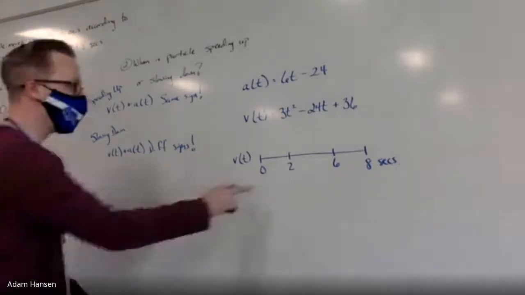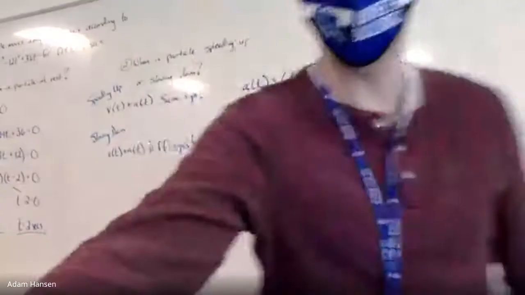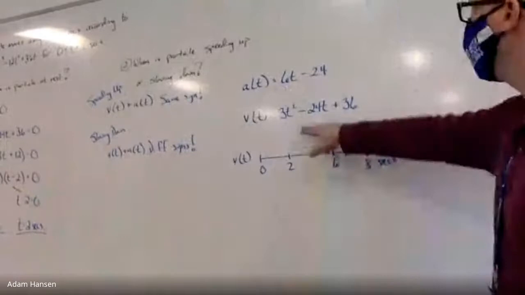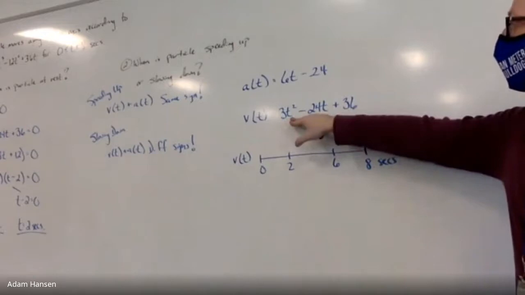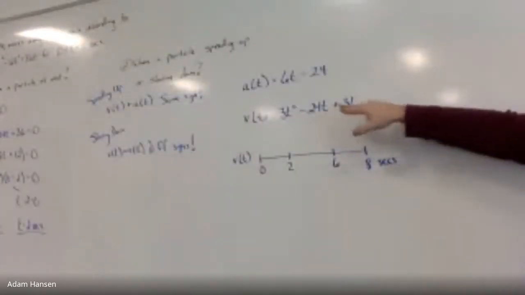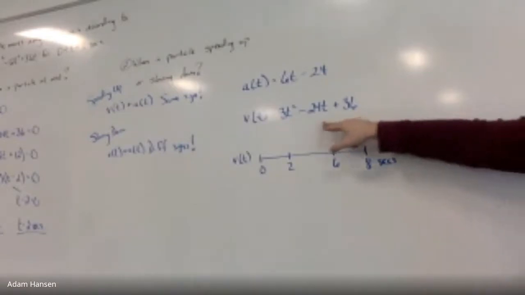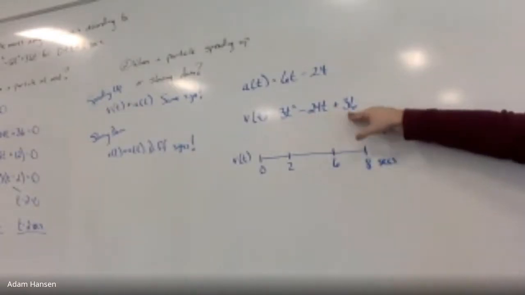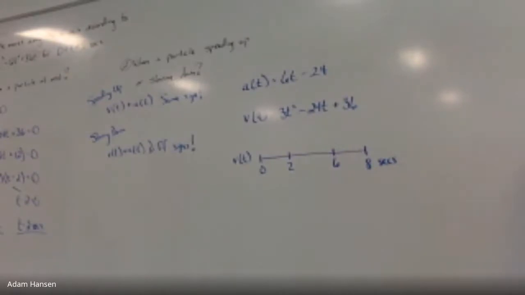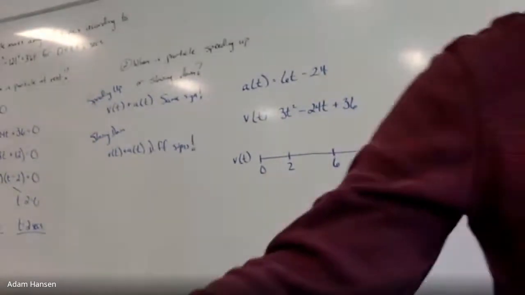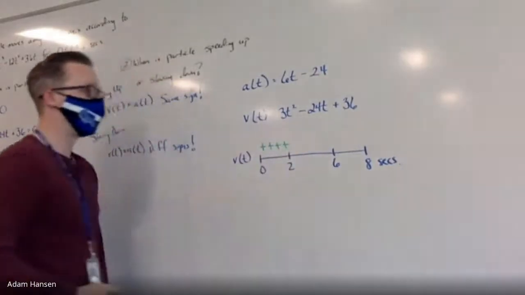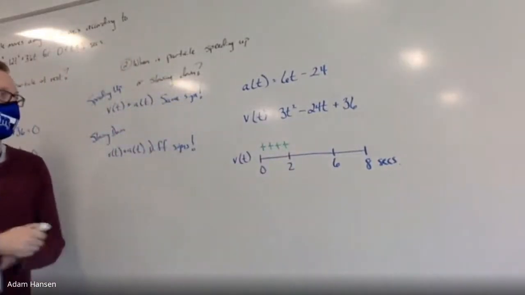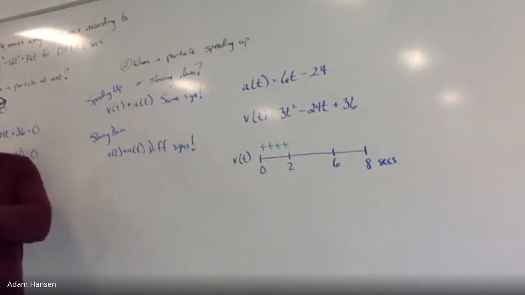Give me a good number between 0 and 2. 1. Let's plug 1 into the velocity function and see what sign it has. What is 3 times 1 squared minus 24 times 1 plus 36? Would that just be 3 minus 24 plus 36? What would that be for its sign? Positive. The velocity of this particle is positive between 0 and 2 seconds. So I'll just put some plus signs on that part of the number line.